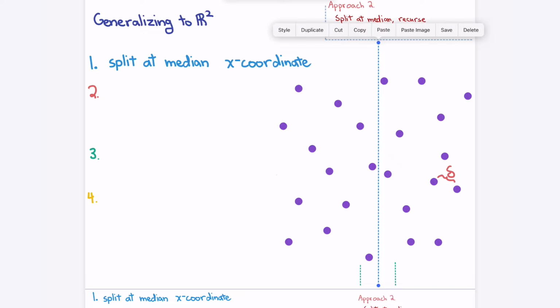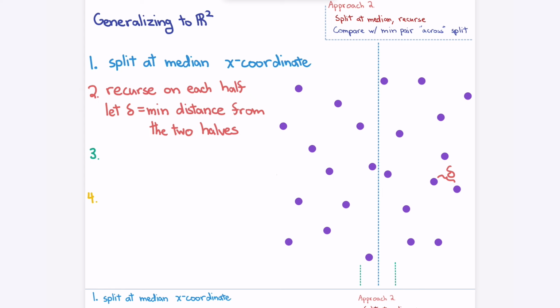Now they're split. What do you do? Yeah, recurse on each half. Okay. So you're going to recurse on both halves, and that's going to tell you, okay, maybe that's the smallest one over there, and that's the smallest one over there. Here's some delta prime. You can compare the two and say, at least if I'm only looking at the two halves, then this is the smallest.